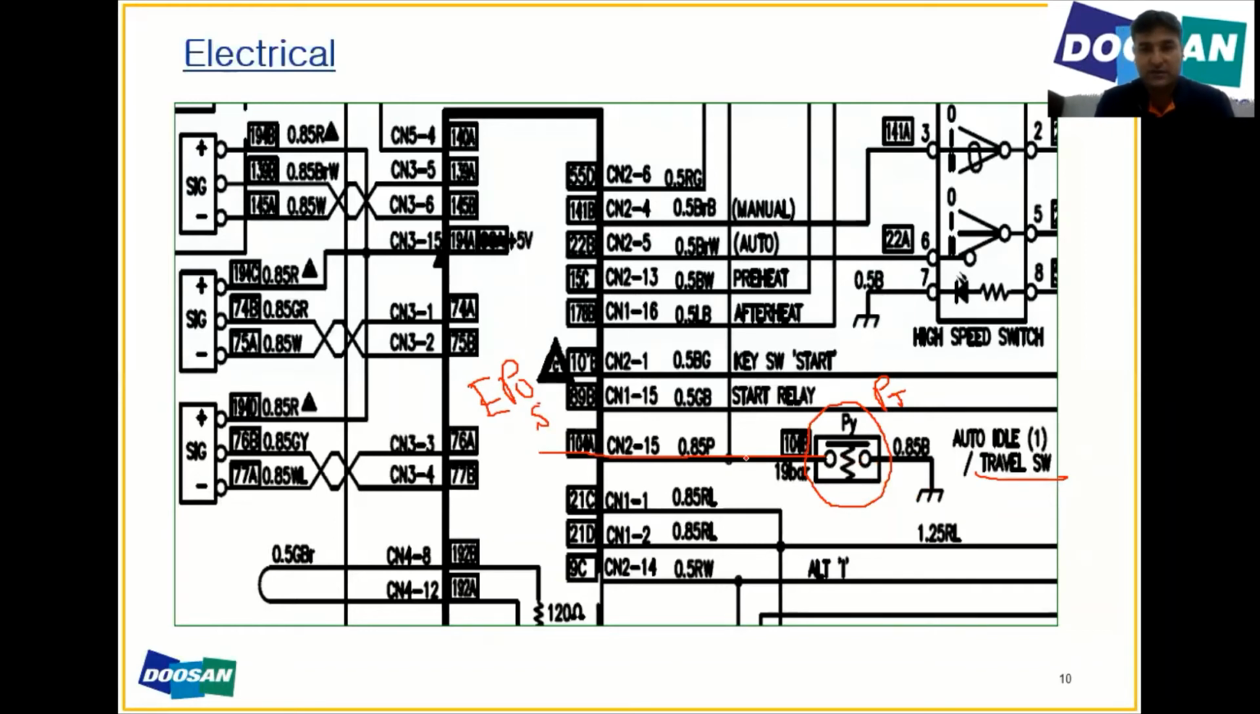So when it doesn't receive the ground signal, it comes to know that the operator doesn't want to operate the machine, so the machine is in idle. So it reduces the engine RPM. But when the pressure goes high and it gets the ground signal, it comes to know that the operator has started work, so let's increase the engine RPM.